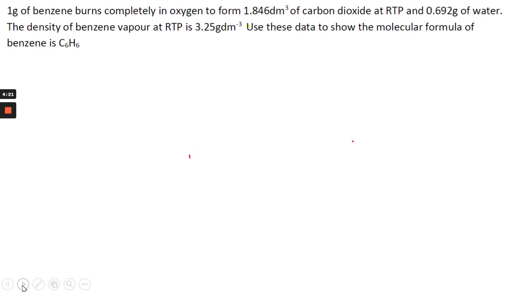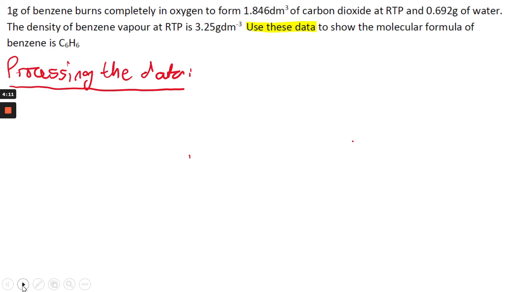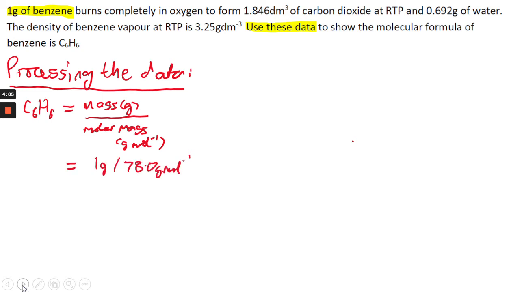So what initially might look like quite a confusing question can be broken down into its component parts by processing each piece of data separately. So let's process the 1 gram of benzene. If we do mass over molar mass, it's 1 gram over 78 grams per mole, which gives us 0.012825.